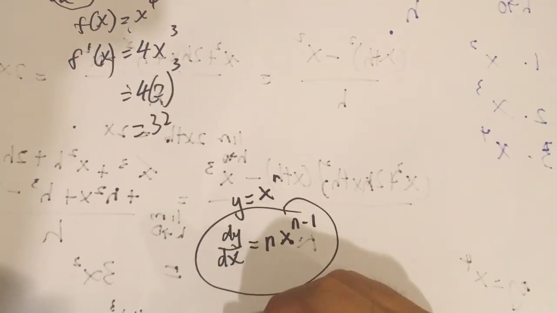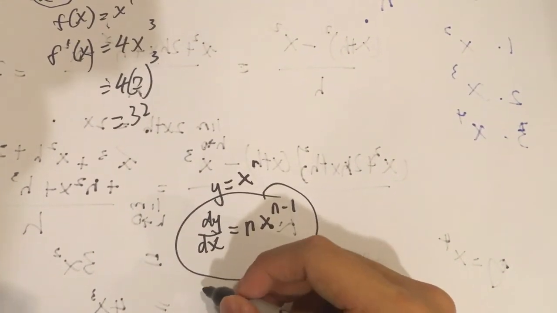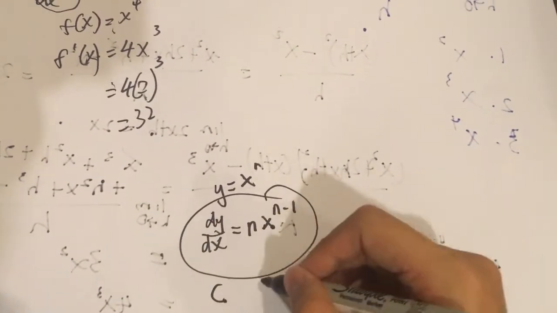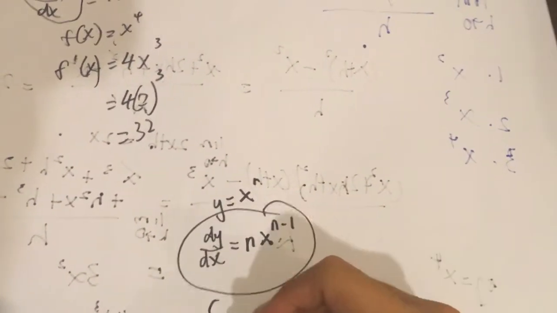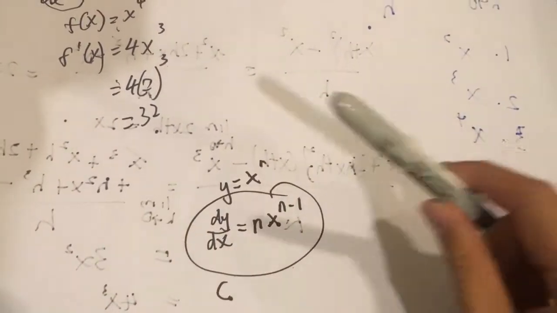Also, one thing to note is that if you take the derivative of a constant, which is not dependent on x, we call it c, that equals 0, since the constant has no gradient. It's just a straight line.